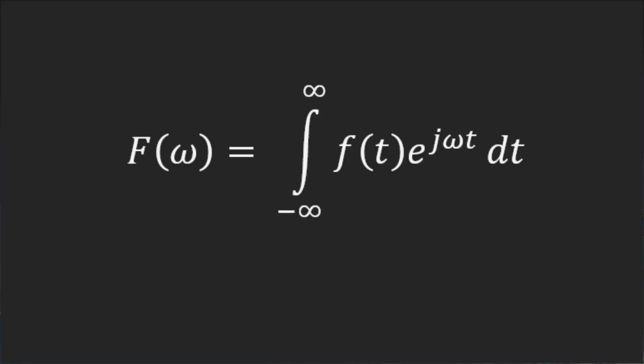So Fourier transform is given by capital F of omega equals the integration from negative infinity to infinity of f of t times e to the power of minus j omega t dt, where omega is the frequency and t is time. We also have the inverse Fourier transform, which is a function to revert the Fourier transform signal into its original time domain signal. Other than that, we also have fast Fourier transform and discrete Fourier transform.